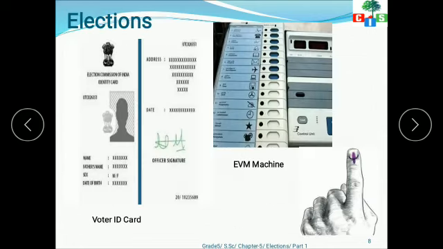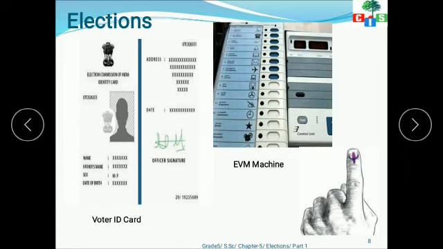Look at this. I can show you a sample of your voter ID card. Here you have your name, date of birth, address, everything. This is an EVM machine. Here you can see the different symbols of political parties and the names of the contesting members, the party members. Then next, once you have completed the entire procedure, when you leave, you will get this type of mark on your finger. It shows that you have given your vote.